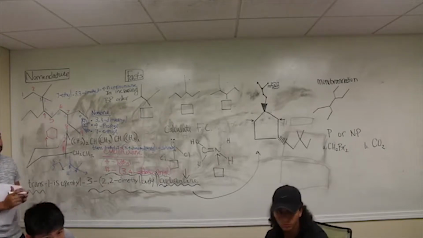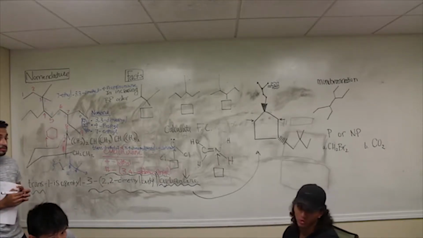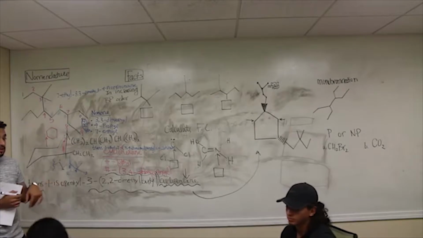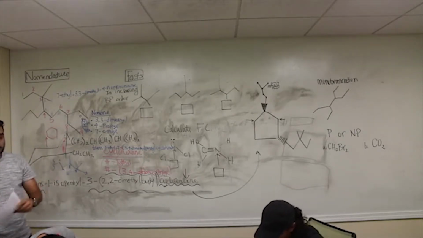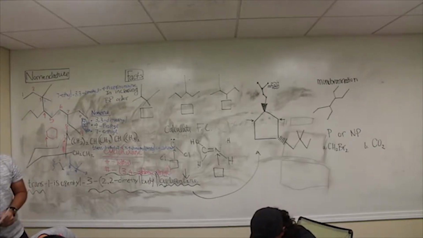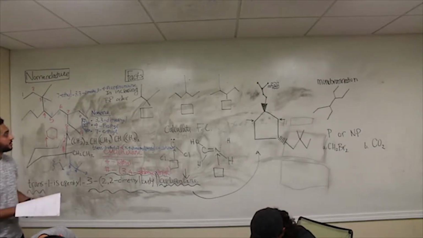How would this be? Would it be 2 wedges? Say that again? How would this be? If it were cis, it could be 2 wedges or 2 dashes. They're identical. Your test could have 2 wedges, yours could have 2 dashes, and y'all will both get the points for it. All right, next question.